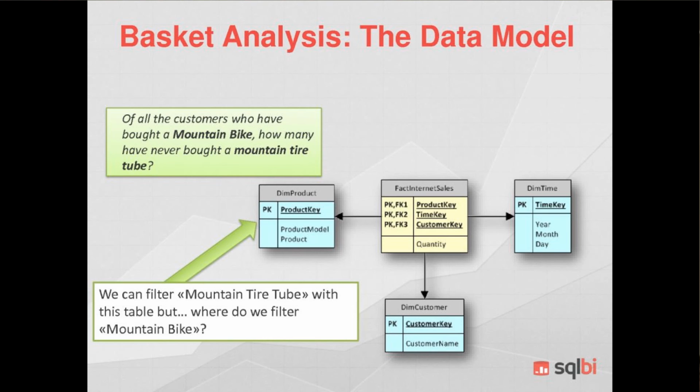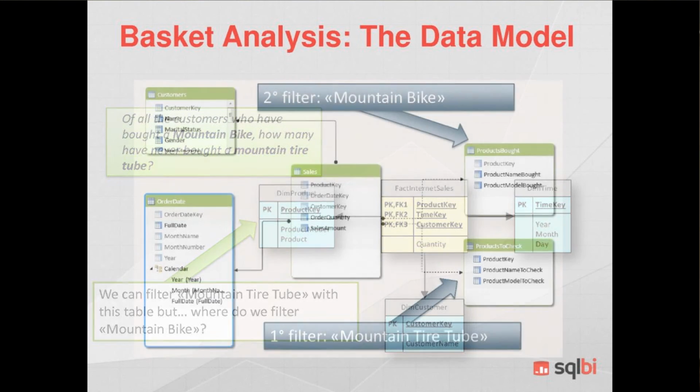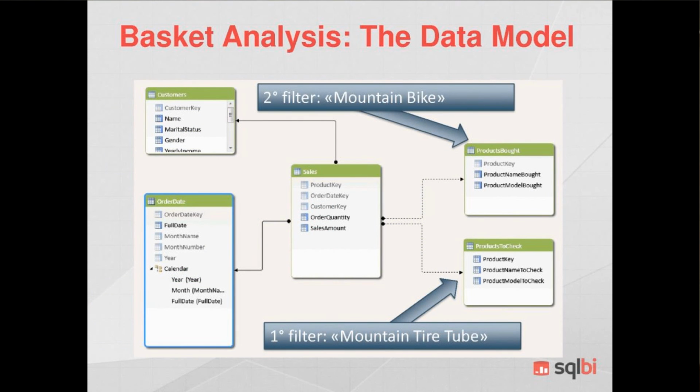And so the solution, if you need to do an analysis like this, is to add the product table twice to the model. In this model, I have sales, customers, order date, and then I have one instance of the product table and another copy of the product table. I will filter mountain bike here and mountain tire tube there. And I need them just to be able to create a pivot table where I can filter two different products. Make sense?